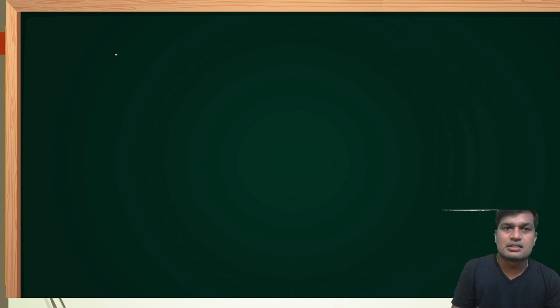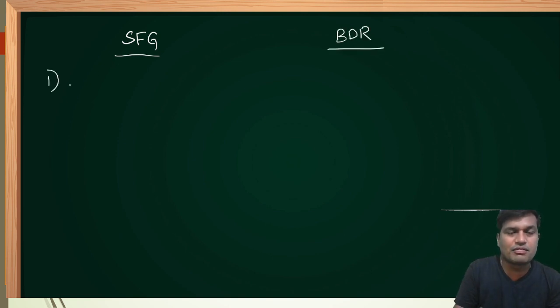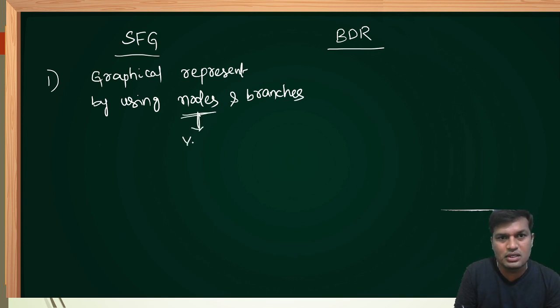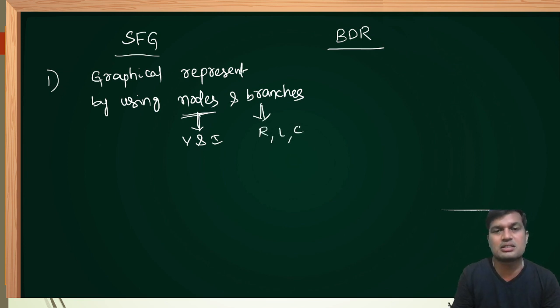Now, somebody may ask in interview, please explain the difference between signal flow graph and block diagram reduction techniques. Dear friends, in signal flow graph, we are representing the system in graphical representation form by using nodes and branch gains to represent linear algebraic equations, where nodes are nothing but voltage and current source in the circuit, branches are nothing but resistor, inductor, capacitor in the circuit.